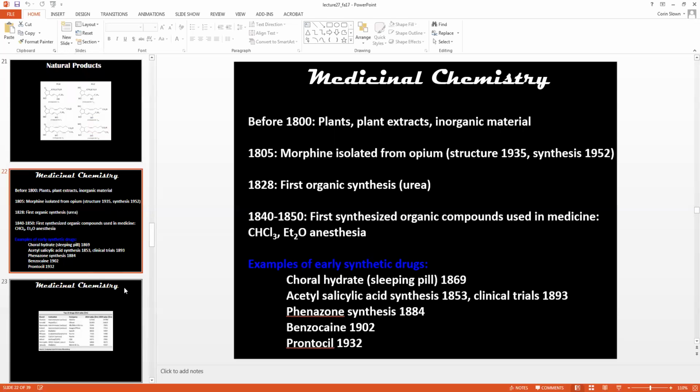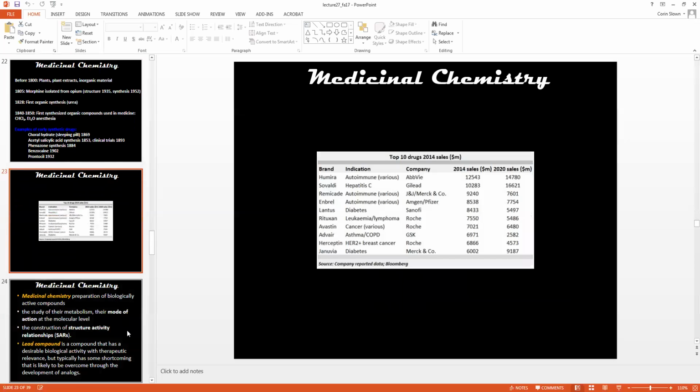There were several examples of early synthetic drugs: chloral hydrate, a sleeping pill, acetylsalicylic acid, phenazone, benzocaine, and prontosil. These are all examples up until the early 1900s. If we think about medicinal chemistry today, these are the top 10 drugs in 2014 and their sales in the millions. If we think about those numbers in 2017, you can start to get a picture of the types of diseases that drug development is used to treat, and the companies that are responsible for developing those drugs.